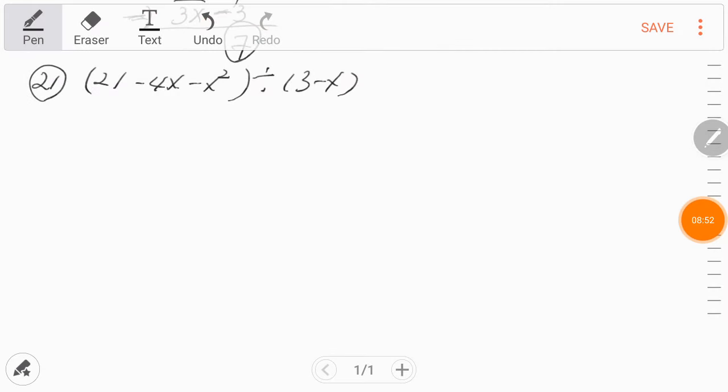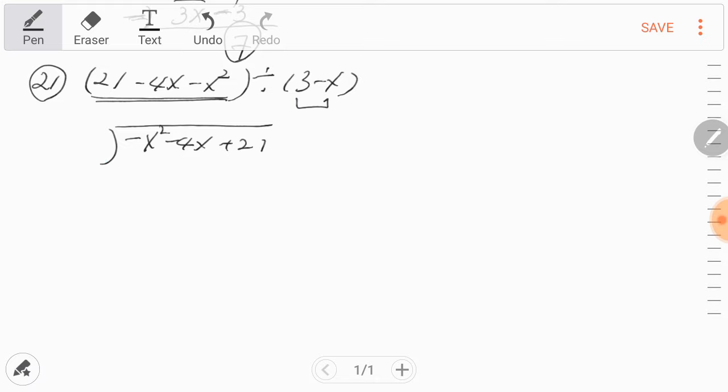Okay, this is exercise 21. Okay, let's divide the trinomial by a binomial. When we write the dividend, make sure we write the largest exponent term first. So negative x squared minus 4x plus 21 divided by, okay, 3x, this is the same. So we got to write negative x first. So negative x plus 3.